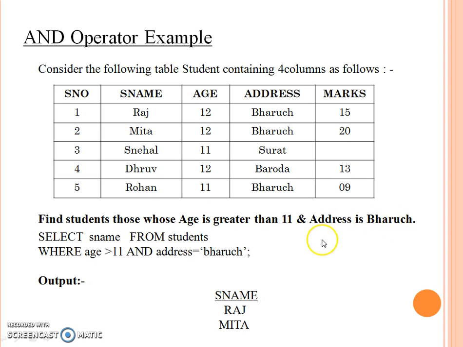But out of these students, I want only those who are living in Bharuch. So the query will be: select S name, that is your column name, from students, that is your table name, where age greater than 11 and the second condition, address equals Bharuch. Since we are selecting only the S name, the output is Raj and Meeta, who are living in Bharuch and have age greater than 11. For the AND operator, the thing to keep in mind is that only if both conditions, age greater than 11 and address equals Bharuch, are true, will the result be returned.